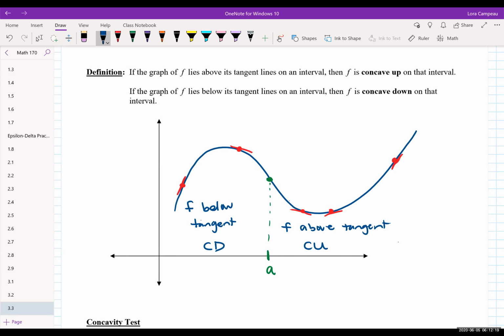The reason why I drew the A is because if you keep drawing a lot of slope tangents, there's a point where all of a sudden the slopes of the tangents change from positive to negative or negative to positive. And that's an important point to us. So F changes concavity at the point A, F of A. And this point has a special name. They call this the inflection point.